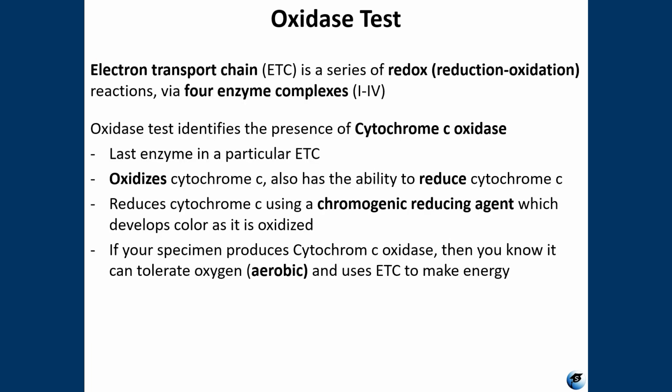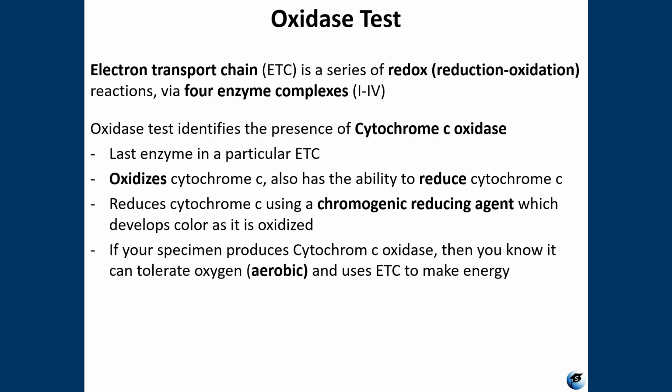In aerobic respiration, the final electron acceptor at the end of the electron transport chain is an oxygen molecule that becomes reduced to water by the final electron transport chain carrier, which is cytochrome oxidase. Cytochrome oxidase differs between bacterial species, and it can be used to differentiate closely related bacteria, and it's used often in diagnoses. So at the very least, if a specimen produces cytochrome C oxidase, then you know it can tolerate oxygen and use the electron transport chain, so that's good information to have.